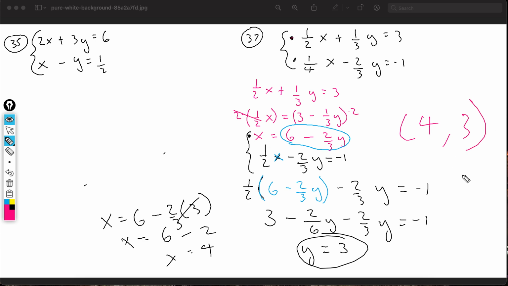Easy, right? So now, sorry, I'm just going to erase it to make my life easy. The other one that was right here, like that. 2x plus 3y equals 6. x minus y equals 1/2. What do you think is the next step? Which one do you guys want to choose? Up to you entirely. Okay, let's get into it.